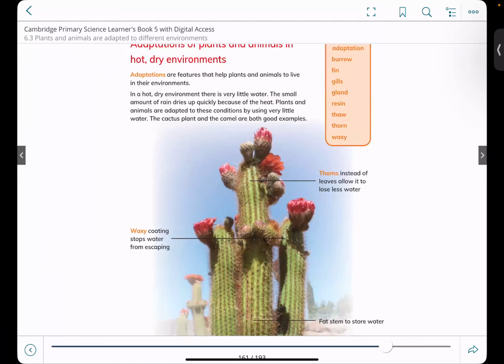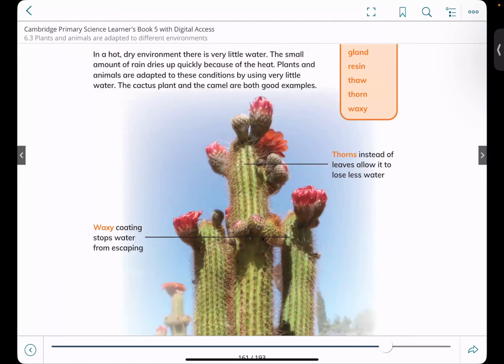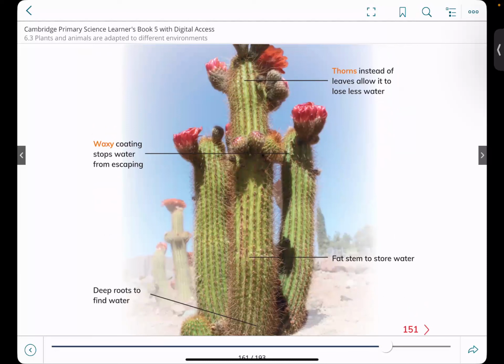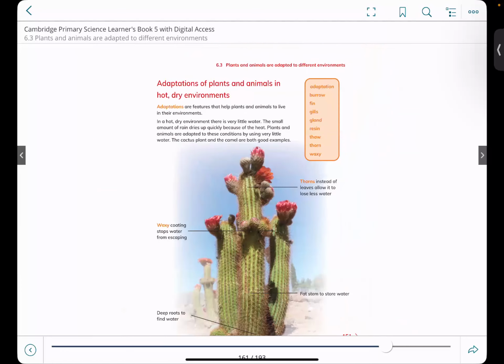Now they have a waxy coating on the stem, which will again cause less water to evaporate. Now they have fat stems to store water, and very important, they have deep roots to find the water under the surface, since it's desert and they don't have access to water on the top layer. So the roots are pretty long and deep.